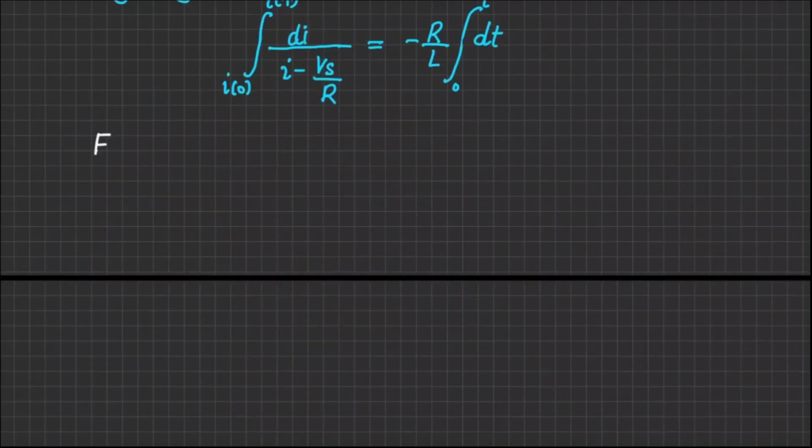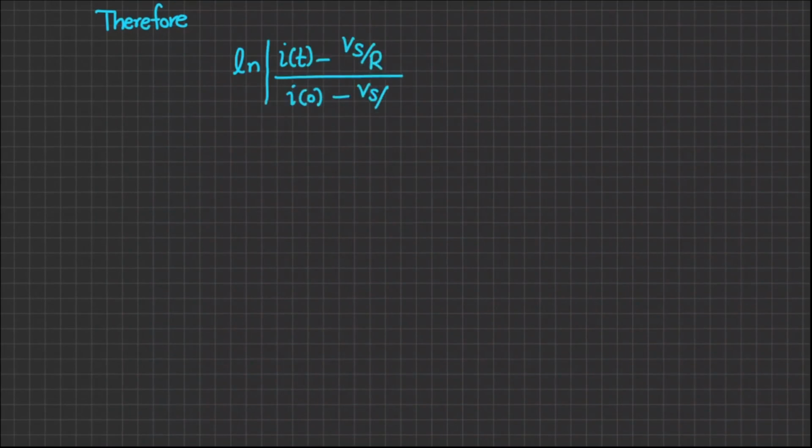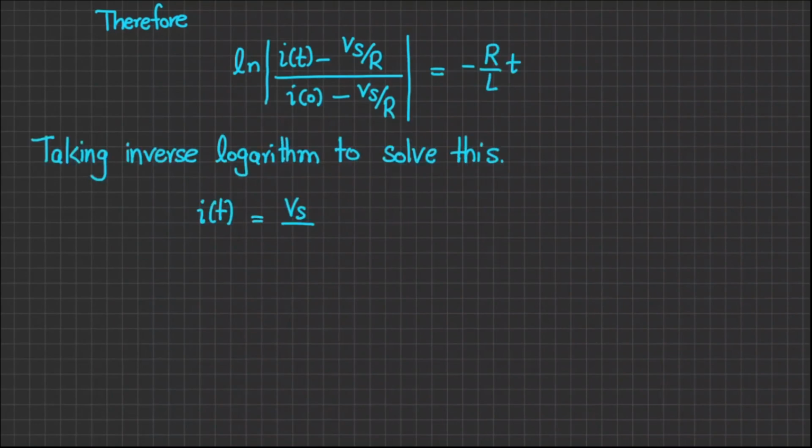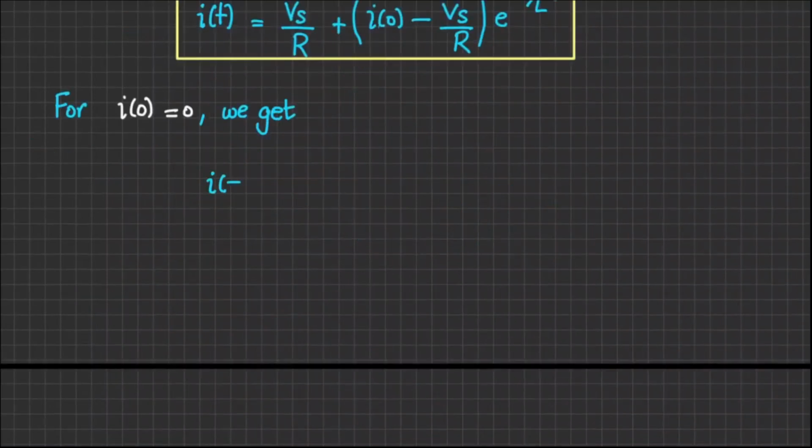We know from the standard integral tables that the integral of 1 over x minus a is given by ln modulus of x minus a plus c. Thus, the above integral becomes the following. Taking the inverse of logarithms and solving for i, we get the following. If the initial current is 0, that means I0 is equal to 0, this expression simplifies to the following.